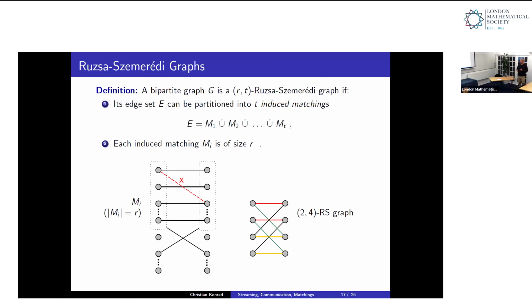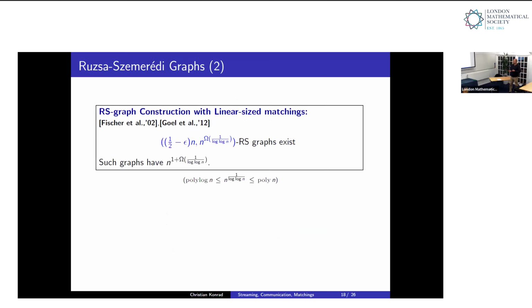And so the question is, with these Ruzsa-Szemerédi graphs, what can we actually construct? For which parameters can we come up with these graphs? The most useful construction for us is the one I've put here on the board. This is the state of the art. We can obtain Ruzsa-Szemerédi graphs whose matchings are of linear size, (1/2 minus epsilon) n, or close to n/2. And we can pack overall basically n^(1/log log n) such matchings into the graph.